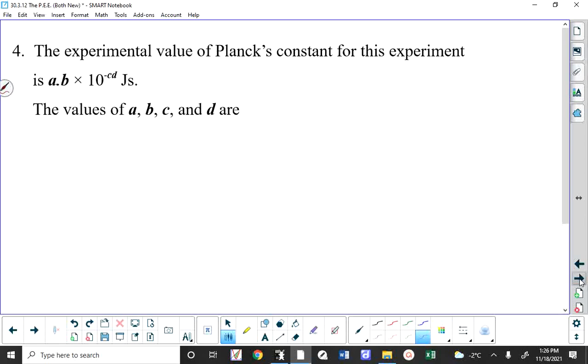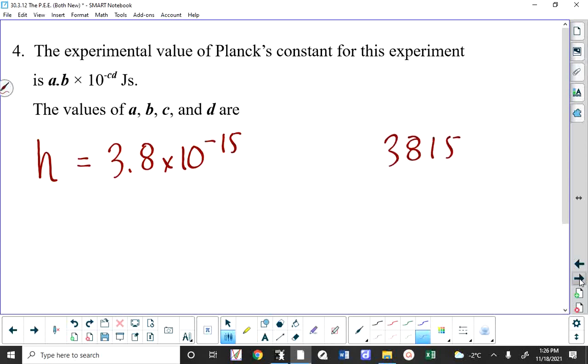Number 4, what's the experimental value of Planck's constant? Well, we already determined the slope. And again, I'm going to choose to go with the slope from my linear regression. The slope was 3.8 times 10 to the negative 15. So why is the answer not 3815? I'm telling you that if you put 3815, it's wrong, even though I've told you the slope is Planck's constant.